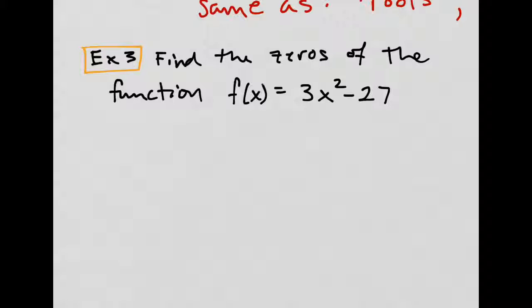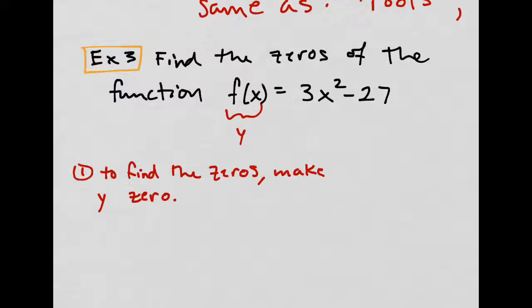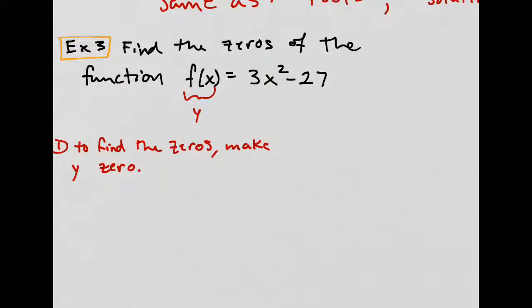So if it says find the zeros of this, the first thing we do is make y 0. What's y? Well, the f of x. That's the same thing as y. So that's the first step. I'll take this, which is f of x, the same thing as y, and make that 0, and everything else I will have equals to 3x squared minus 27. And now I'm trying to solve for x.